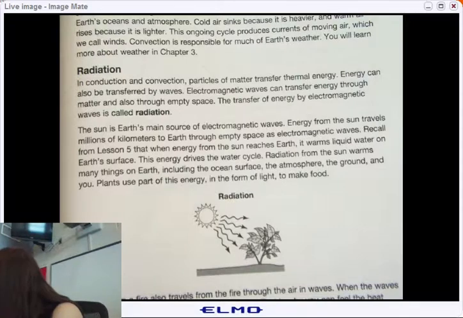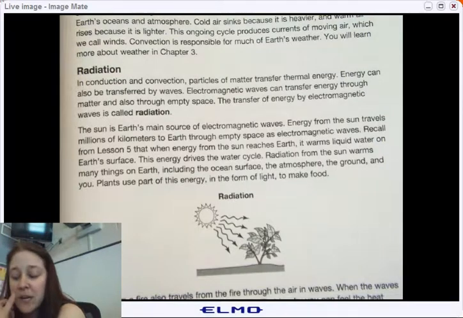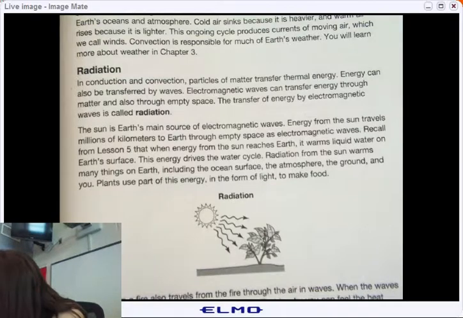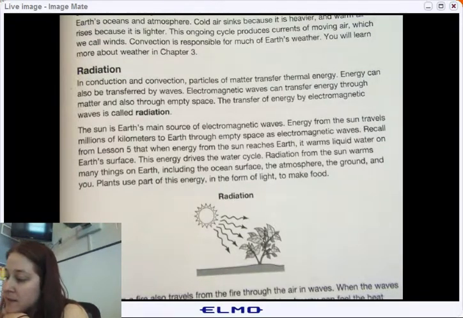Blank uses part of the energy in form of light to make food. What uses part of the energy? Look at it. Plants use part of the energy in form of light to make food. Energy from blank also travels through the air and heats objects.